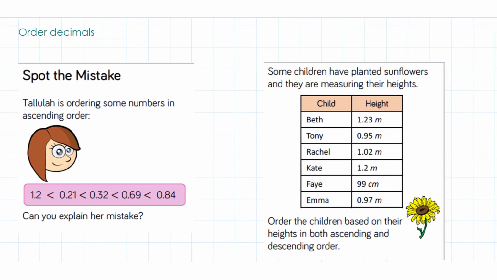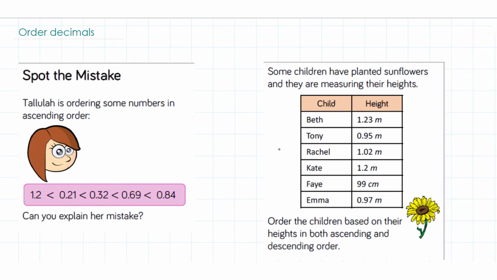And then, as always, some more challenging problems to hopefully get you thinking a little bit more deeply and using your reasoning, problem solving, explaining, justifying skills. Very important in maths. So first of all, spot the mistake. Have a look at what Tallulah has done. Can you explain her mistake?